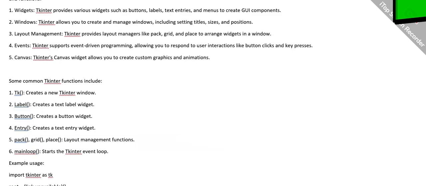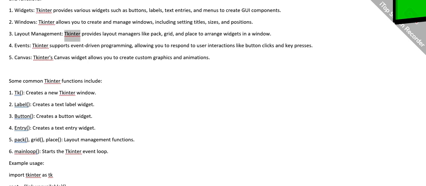The tkinter module in Python is a standard GUI (graphical user interface) library that provides an easy-to-use interface for creating desktop applications. Here are some key features and functions. 1. Widgets. Tkinter provides various widgets such as buttons, labels, text entries, and menus to create GUI components. 2. Windows. Tkinter allows you to create and manage windows, including setting titles, sizes, and positions.